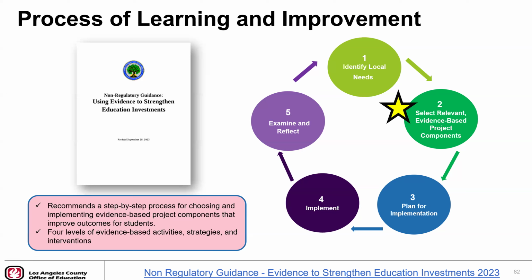As an LEA in school, you're then ready for step 3. This is then to develop a plan for implementation of the selected activities, strategies, or interventions that are applicable. Then, beginning with the 25-26 school year, steps 4 and 5, the district supports schools with implementation and continuously progress monitoring through reflection of implementation and outcomes.